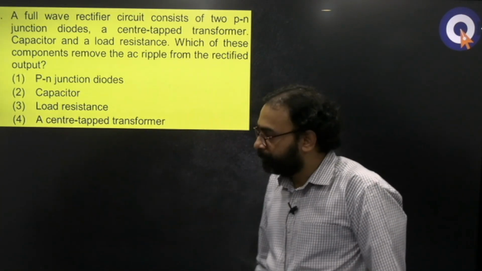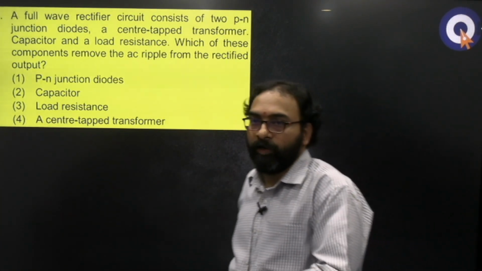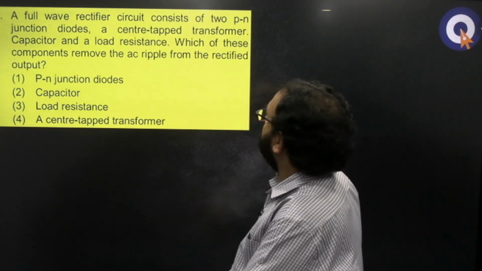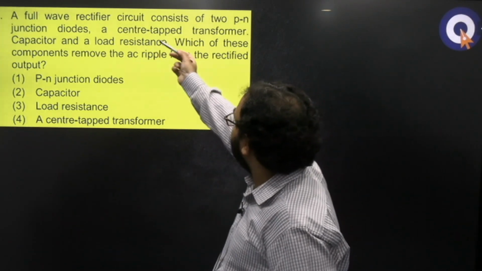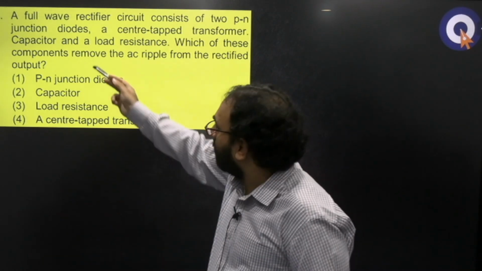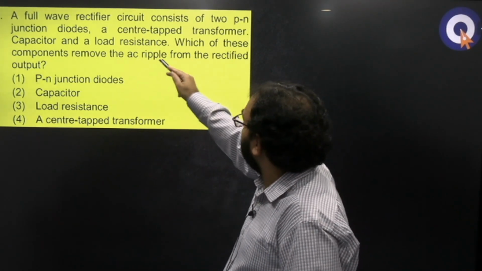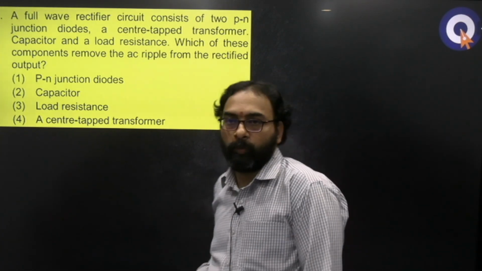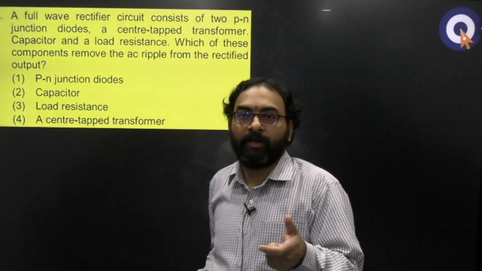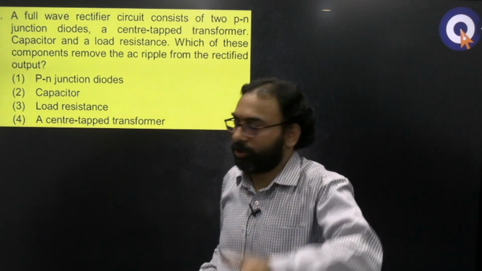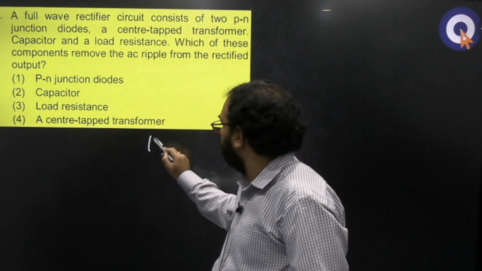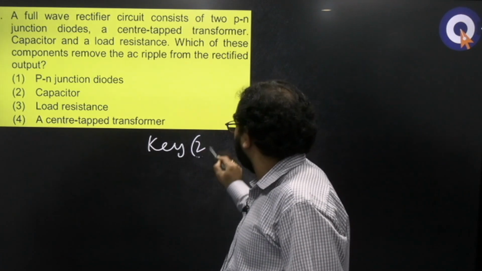Next question, all of you. See here, a full wave rectifier circuit consists of two PN junction diodes, a center tapped transformer, capacitor and a load resistance. Which of these components removes the AC ripples from the rectified output? This is a straightaway direct theory based or conceptual question. Directly the answer is key 2, which is a capacitor.